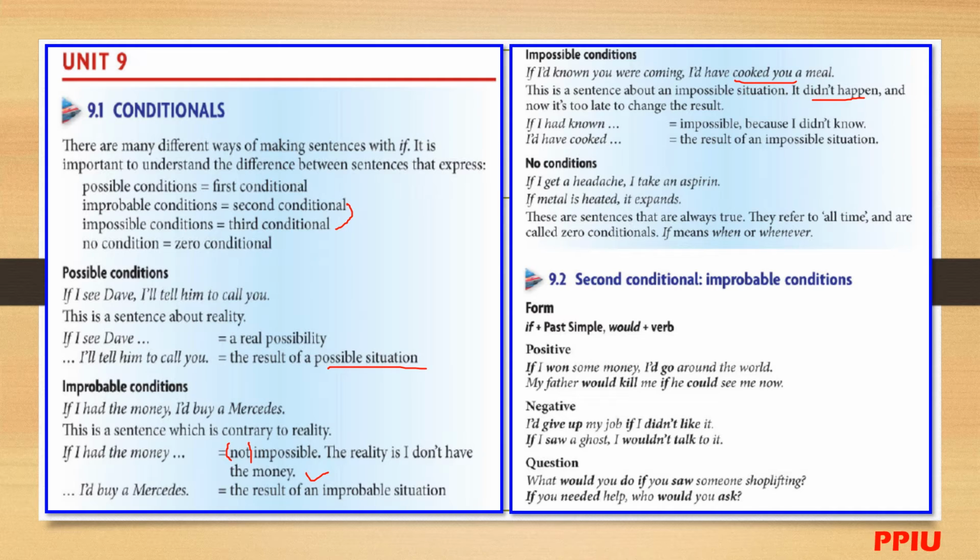I'd have cooked the result of the impossible situation. Okay, I'd have cooked is just the result of this impossible situation.